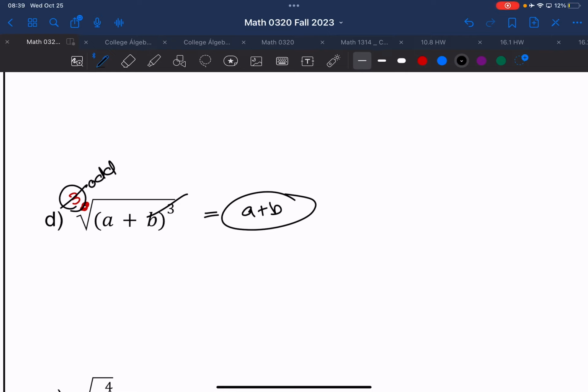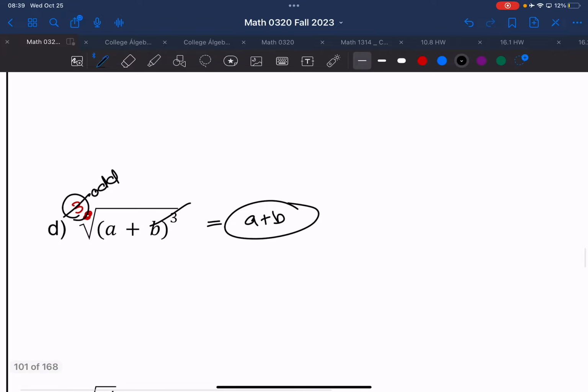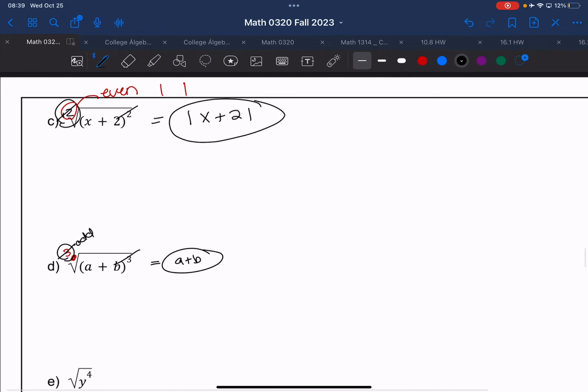Marcos, can you explain why it's not absolute value? So the only way it's absolute value is if that number, that 3, was even. So like on part C, since 2 is even, we have the absolute value. 3 is odd, so we don't have the absolute value.